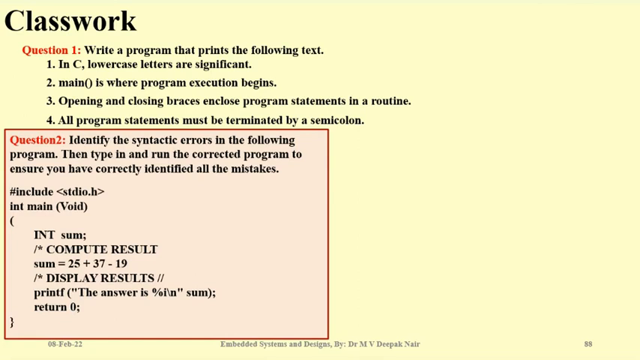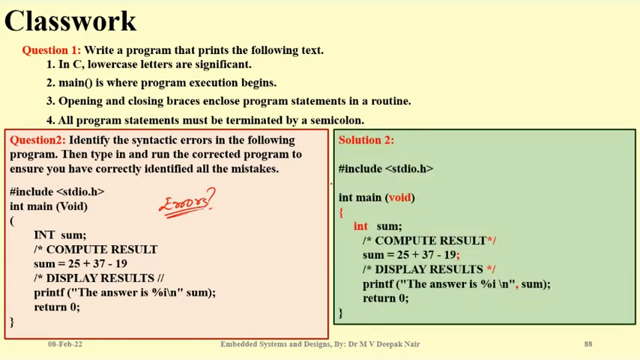How many errors are there in this program? 5, 10, 15, 6, 8 errors. I will be ending the lecture here. How many errors are there? 5, sir. 6, sir. Let's check. 1, 2, 3, 4, 5, 6, 7 errors are there.